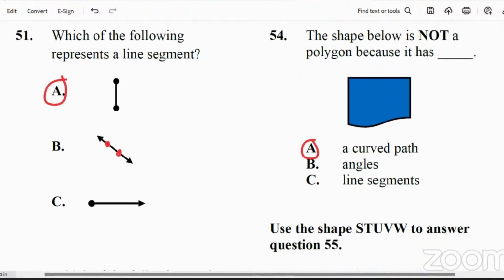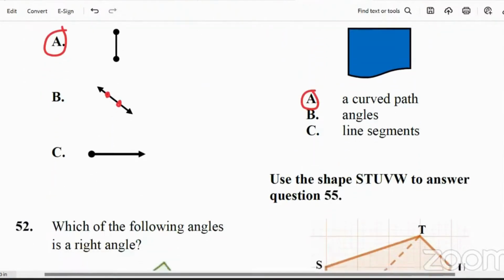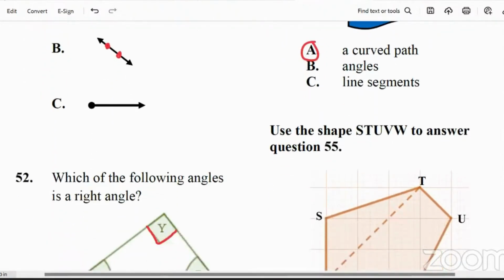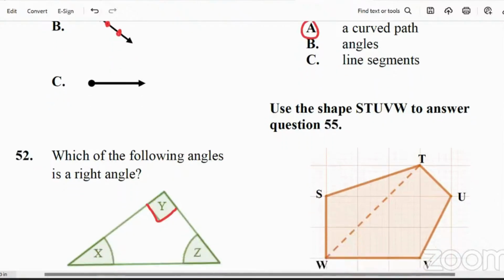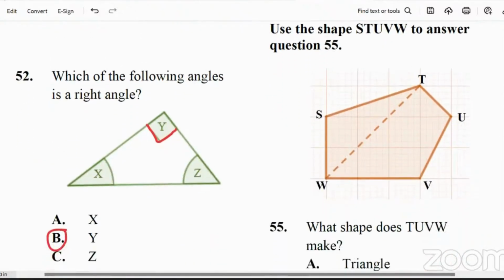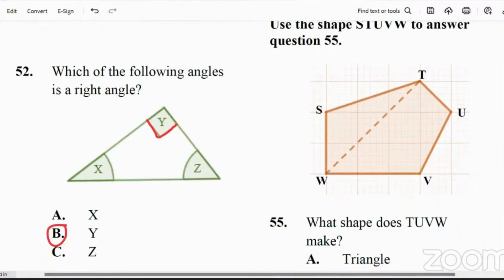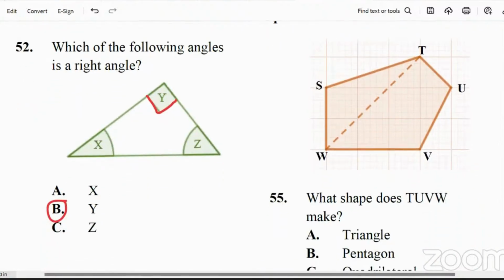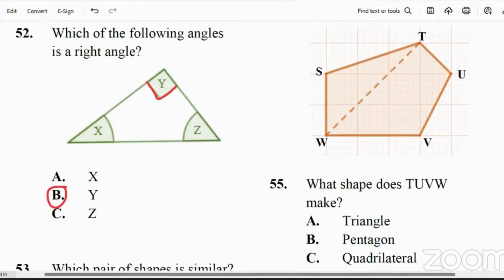Okay, so let's get to question 55. Use the shape STUVW to answer question 55. It says, which shape does TUVW make? Is it a triangle, a pentagon, or a quadrilateral?